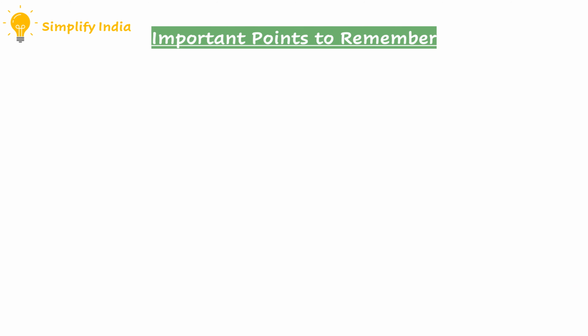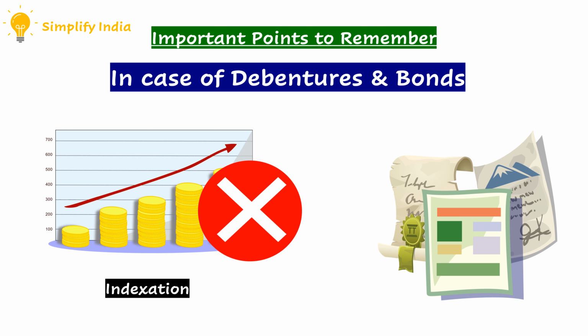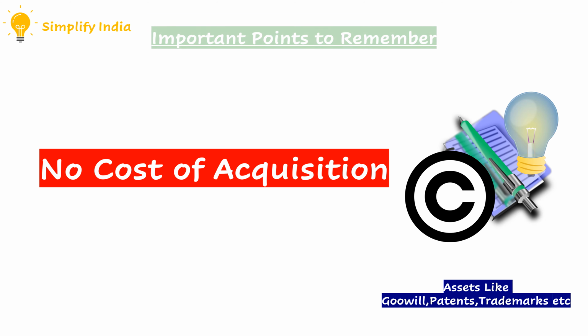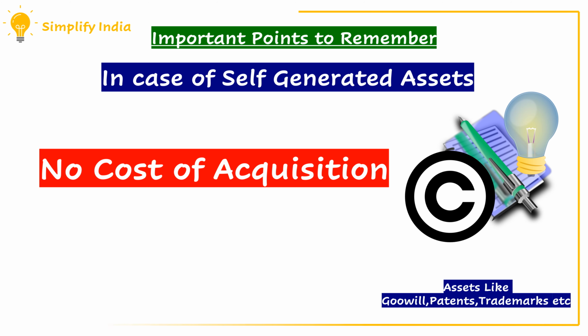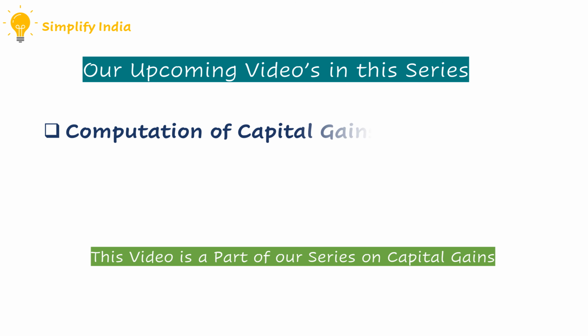In case of debentures and bonds, indexation is not required as they are not affected by inflationary changes. In case of self-generated assets like goodwill, patent, trademark, etc., there will be no cost of acquisition. This is all about the important terms related to taxation in capital gains.